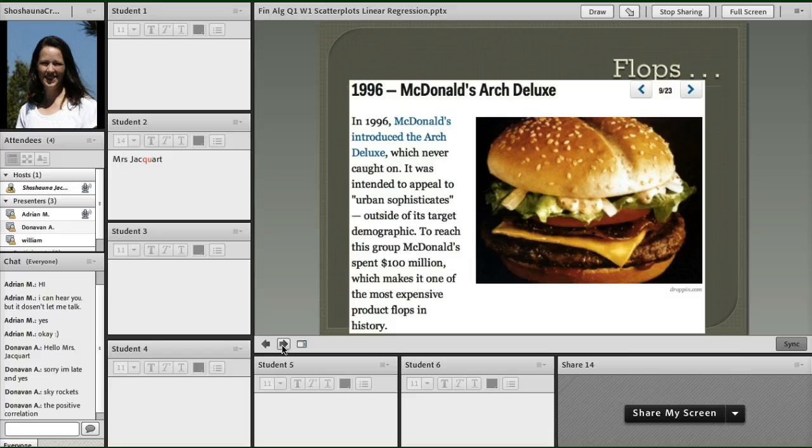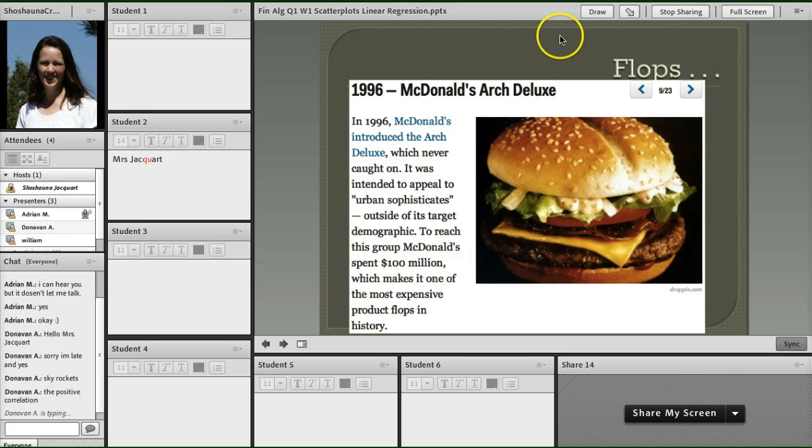You guys are too young for this, unfortunately. But McDonald's had an Arch Deluxe sandwich. And it looks like they spent $1 million to market it, but nobody ever liked it. It kind of looks like a fish sandwich with beef. Anyway, so that was one of them.